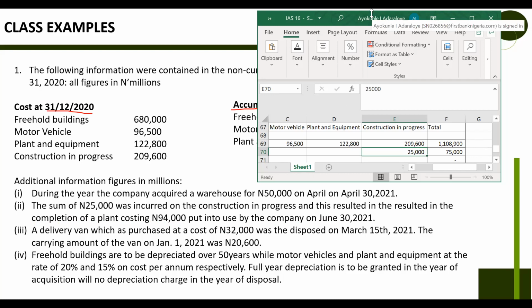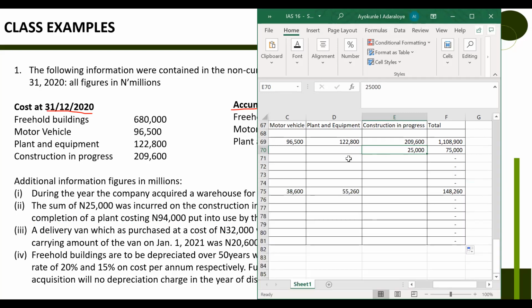I think we will add that 94,000 to plant and equipment. We will add it to plant and machinery, 94,000. What are we now going to do? Is that all? Our construction in progress will reduce too now. Have you forgotten? We were constructing the plant before. When we now finish it, it's no longer under construction in progress, right?